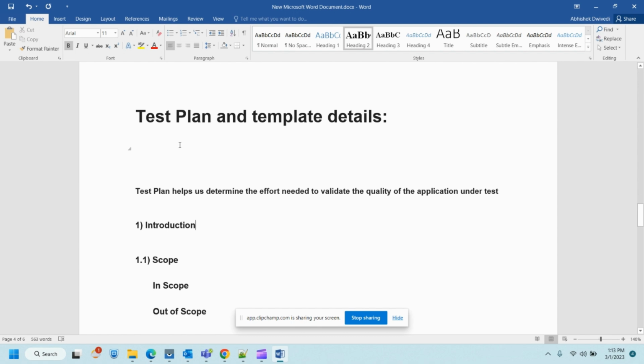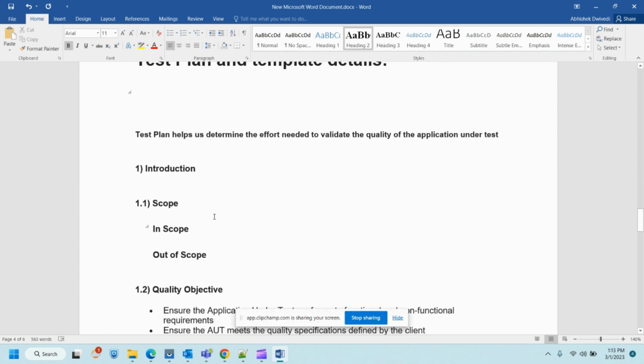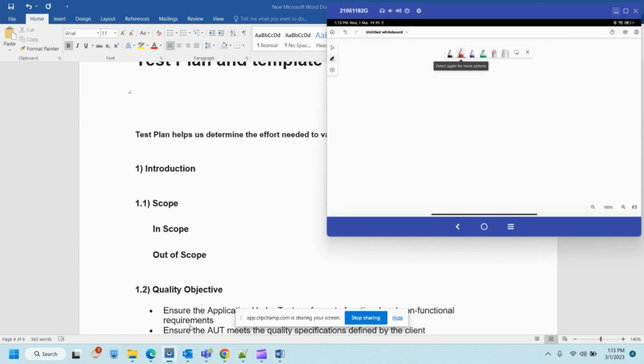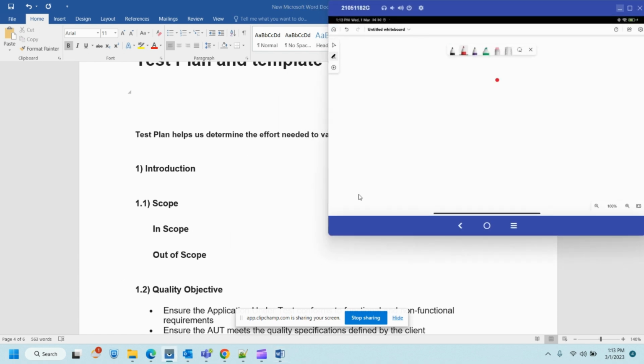There are a few attributes of a test plan, like introduction, scope and other things. So let's take an example. When somebody asks you about test plan, you need to remember a few things. Number 1, the content of a test plan is like: what, second is when, third is who, fourth is how.